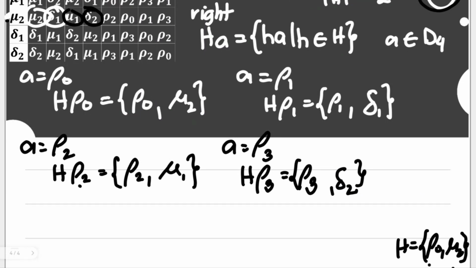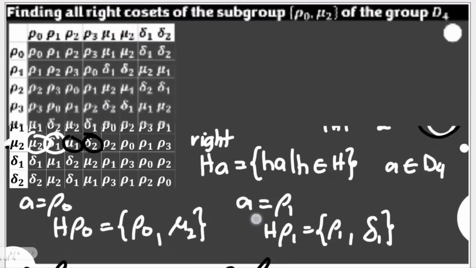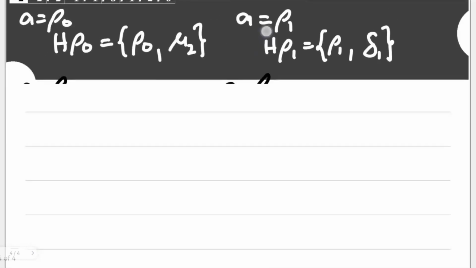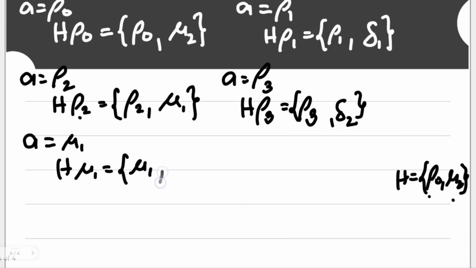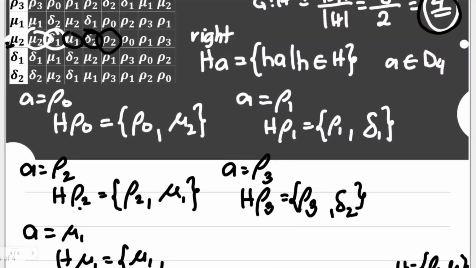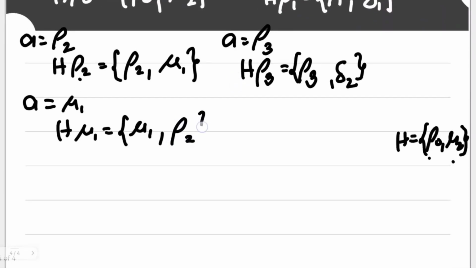Okay, let's check if the next one will be different if we're going to use mu sub 1. That means h mu sub 1. Okay, so let's start with our rho. This is the first element. And mu sub 1. That's mu sub 1 because rho sub 0 and mu sub 1 is mu sub 1. Next, mu sub 2 against mu sub 1. Rho sub 2. So rho sub 2. Okay, this is the fifth right coset.